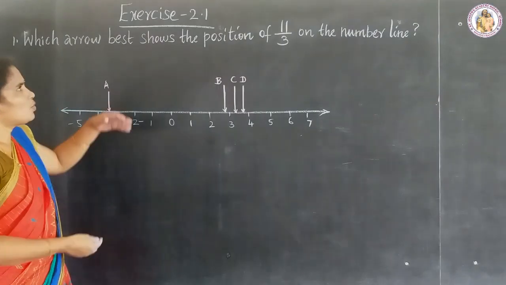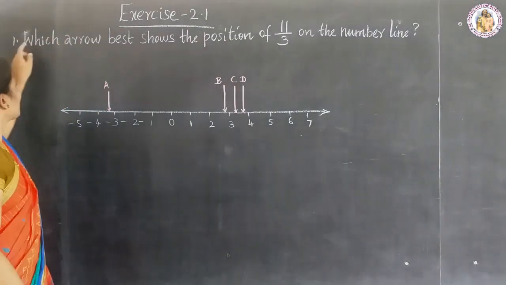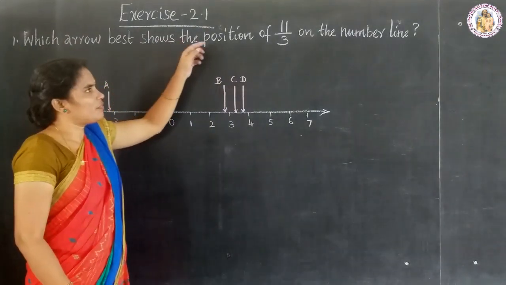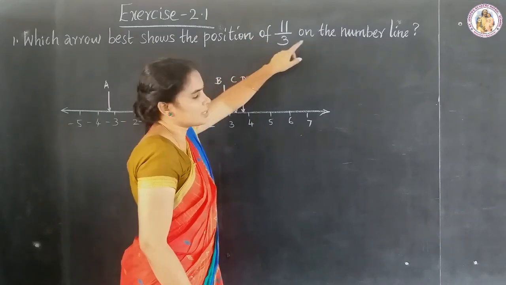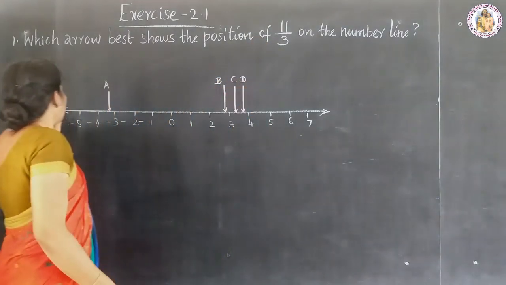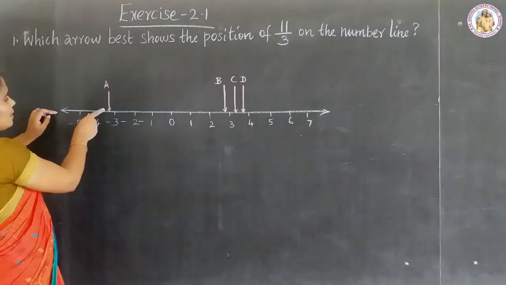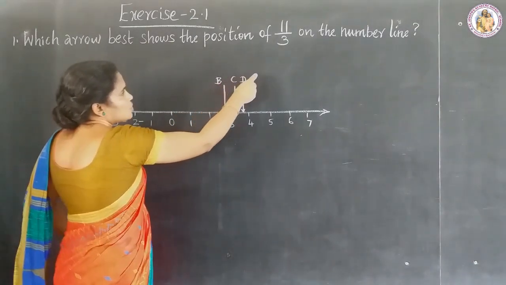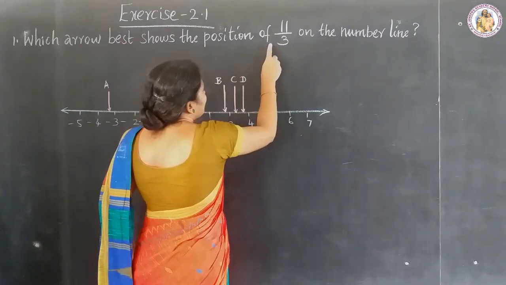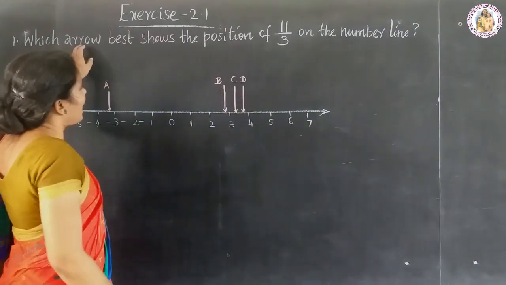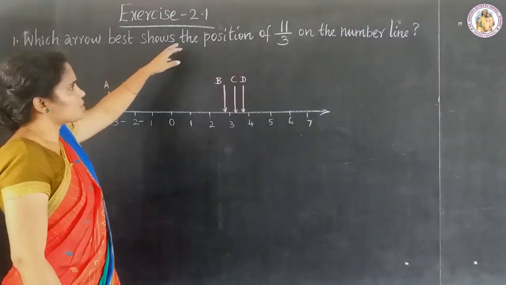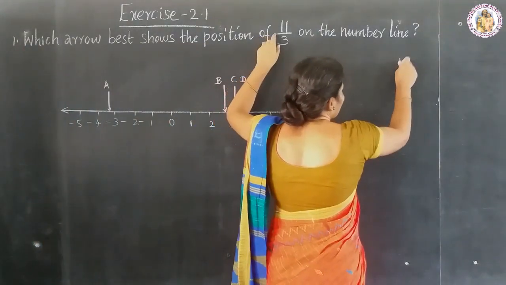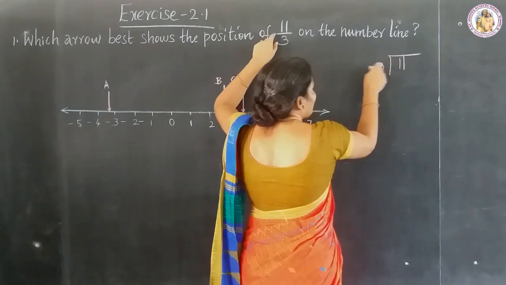Okay. Now let us move on to exercise 2.1. Question number 1. Which arrow is the best that shows the position of 11 by 3 on the number line? Here we have a number line represented by A, B, C and D. Solving 11 by 3, we must find out which arrow is the best arrow which shows the position of 11 by 3. So to find 11 by 3, divide 11 by 3.